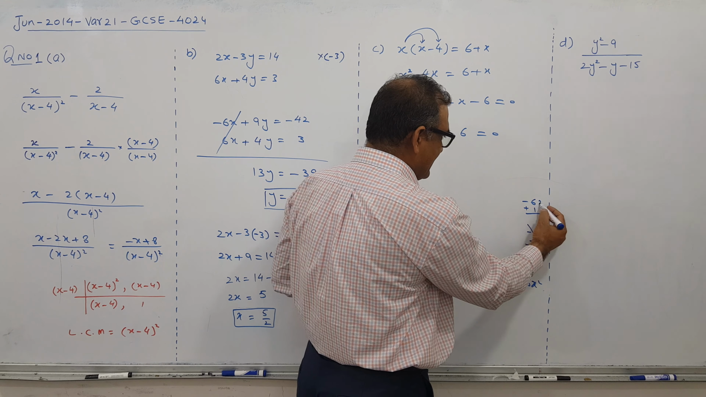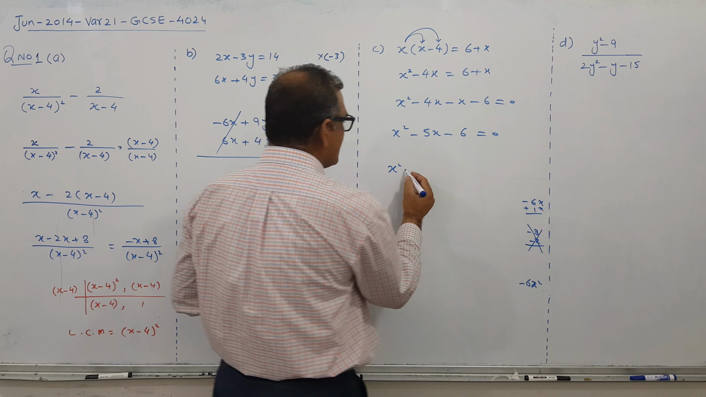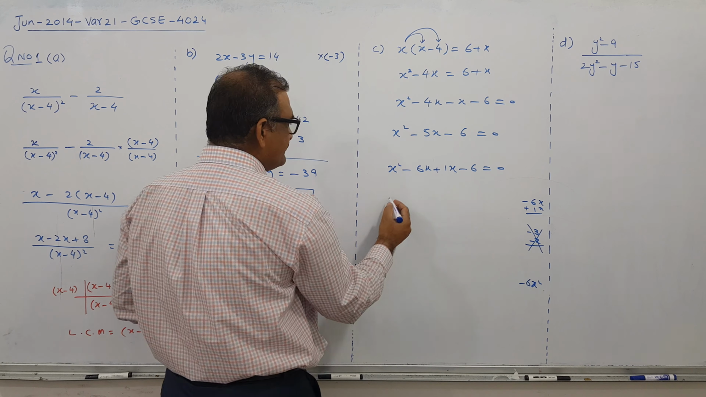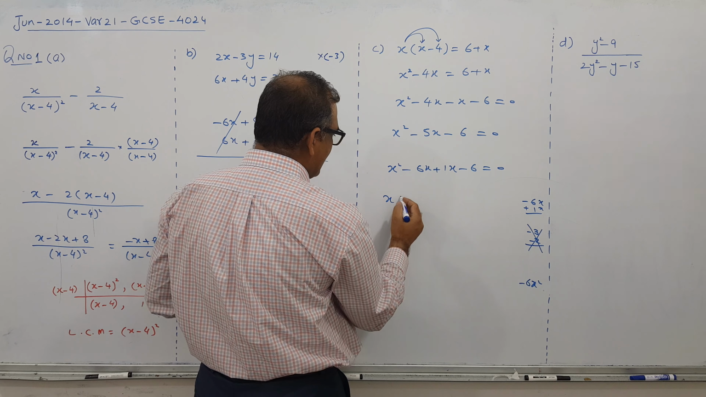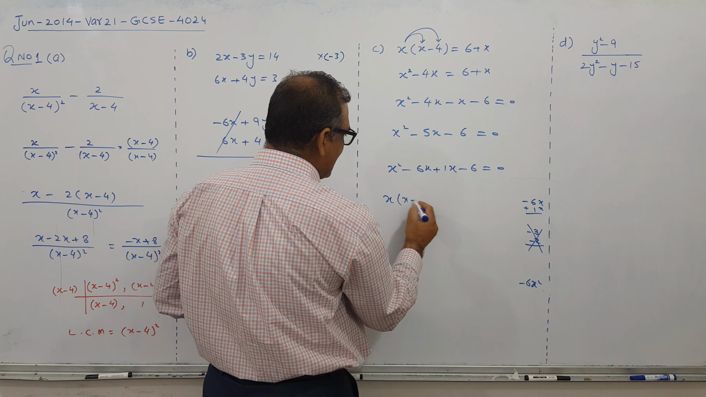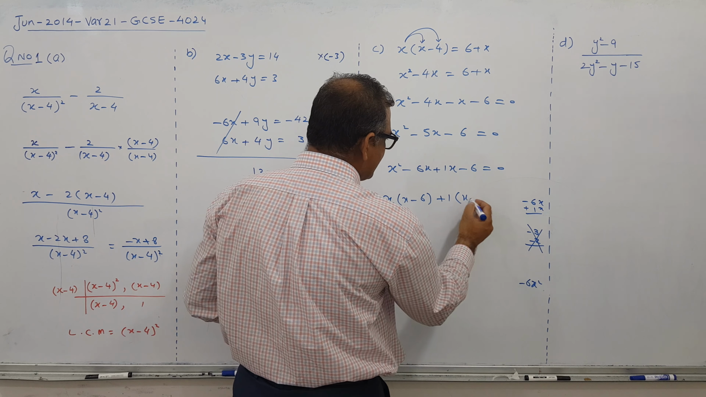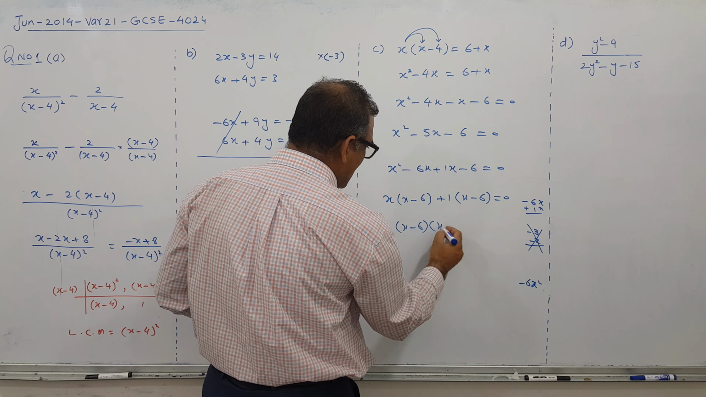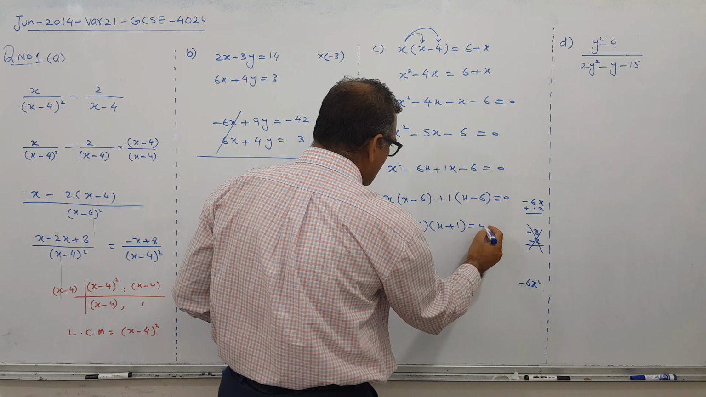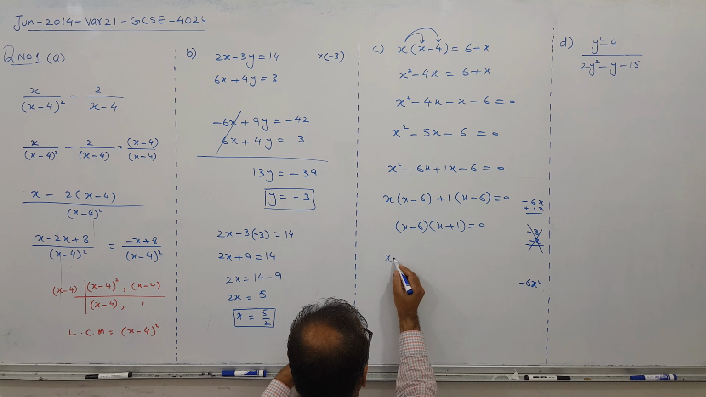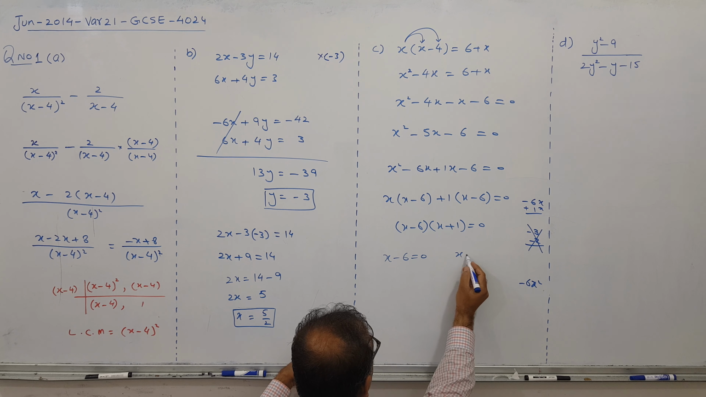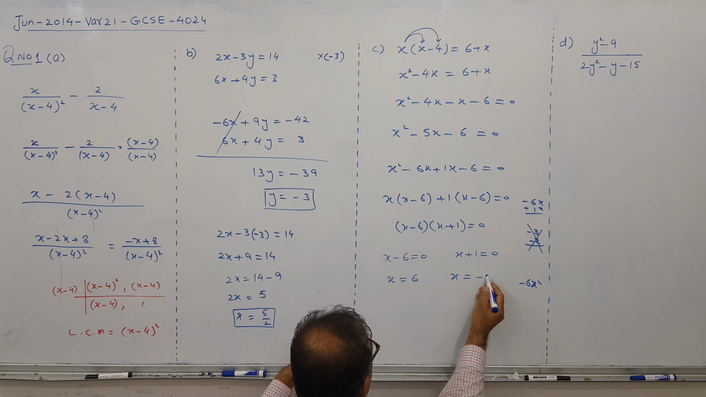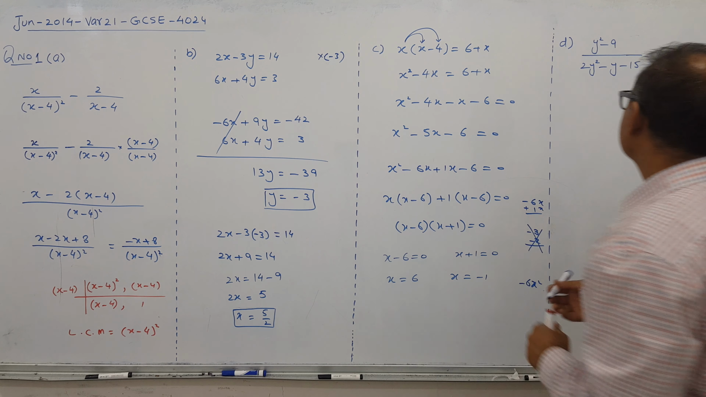So I write x here. This is important. So minus 6x plus 1x minus 6 equal to 0. Write it in any order. You can even change the order, no issue. x common, x minus 6, 1 common, x minus 6, so x minus 6 and x plus 1. So either the first part equals 0 or the second part equals 0. Here comes x equal to 6, here comes x equal to minus 1. Both are correct answers.